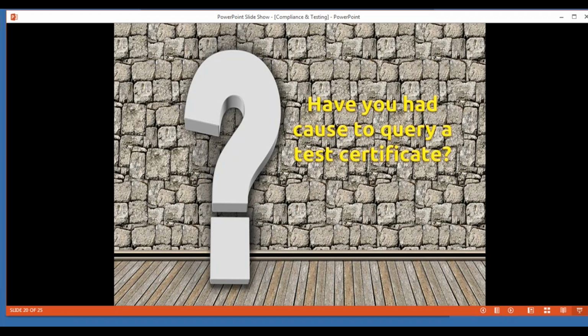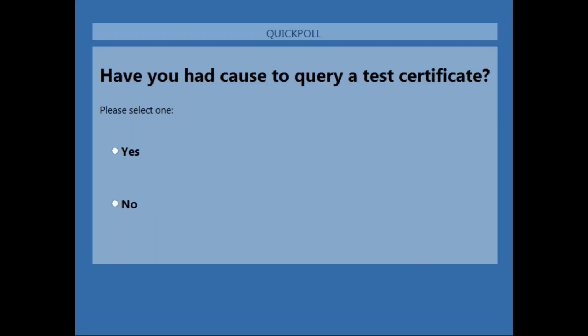Right, we'll move on to another question, which is, have you ever had cause to query a test certificate that's been provided to you? So again, this one, there's a yes and a no. There's not even a "I'm not sure, don't know" option. So you should now just have a straightforward yes, no, I've queried it, or no, I haven't. And again, about half of you have voted now. So I'll leave it open for a little bit longer to see where we are.